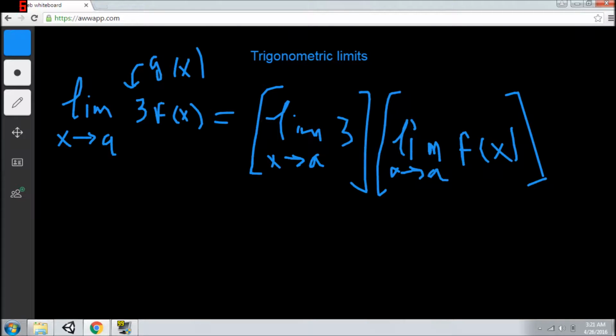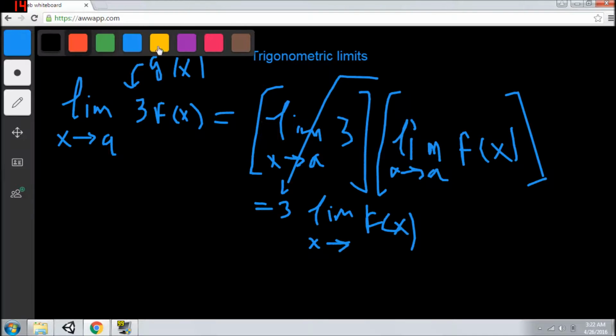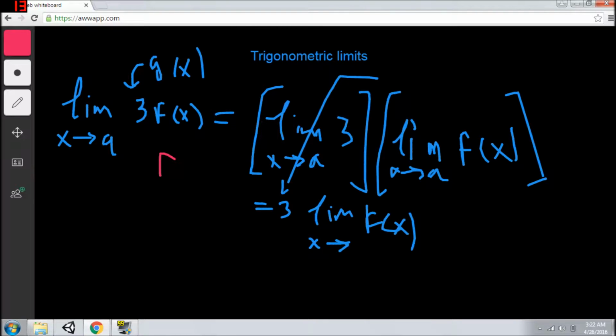From the last ideas that we have discussed, we can see that this is actually equal to 3, right? So this is simply 3 times the limit as x approaches a of f(x). This is exactly the same. So these two, let me show you in a different color, this one and this one, are equal, right? So what can this mean for us?